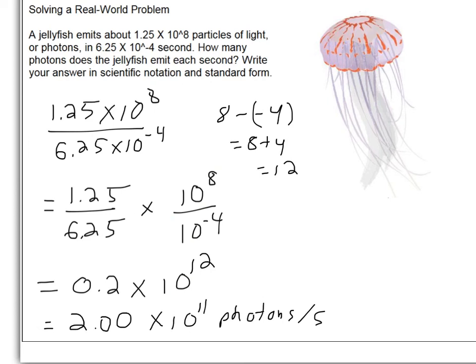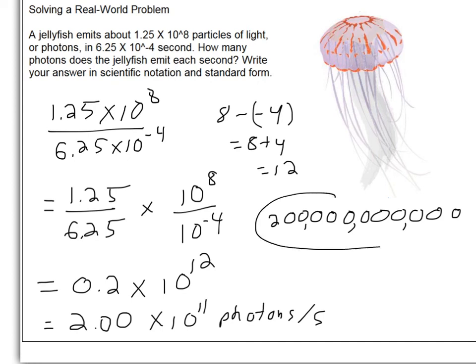To write out the number, we would just, in standard form, we'd write 2 times 10 to the 11th. That's going to be a 2 followed by 11 zeros. And then just kind of figuring out where the groups of 3 are here. So that's going to be the equivalent of 200 billion photons per second, which is quite a few. It's a lot of light being emitted from this jellyfish.